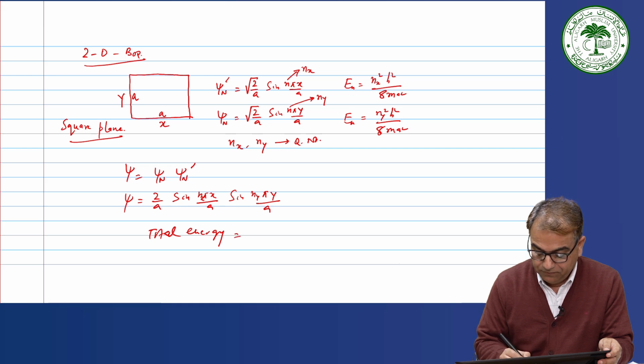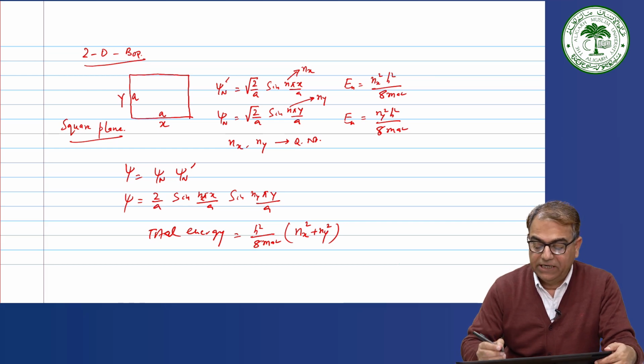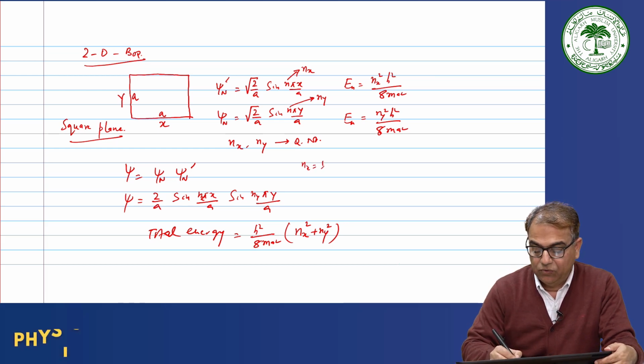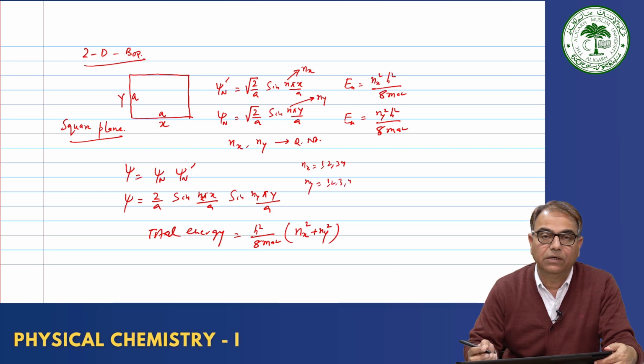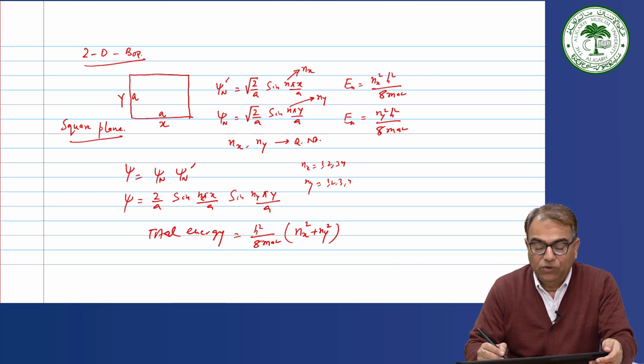So the total energy we can write as h square divided by 8ma square times nx square plus ny square, where nx can be 1, 2, 3, 4, and ny also could be 1, 2, 3, 4, all integer values. The solution will remain the same, except for one thing, the separation of variables, which you will have to do, and I will tell you in detail when we go for a three-dimensional box. So I am skipping that part here in the 2D box. But the solution is this one.